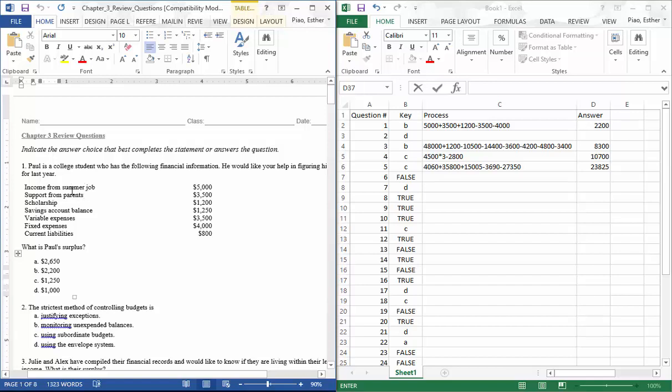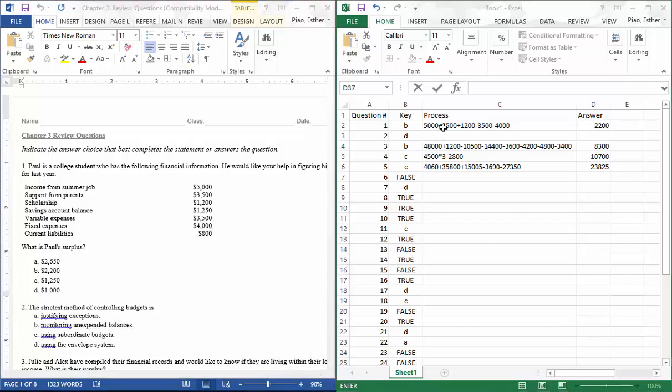So first thing is income, definitely we need to include. And second is support from parents, it's another income. Scholarship, yes. And savings account balance is not, okay? Savings account balance is not. We need the savings account balance when we calculate our balance sheet. And then variable expense and fixed expense, these two also need to be included. And current liability is also not for the cash flow statement. This is for, excuse me, this is for the balance sheet.